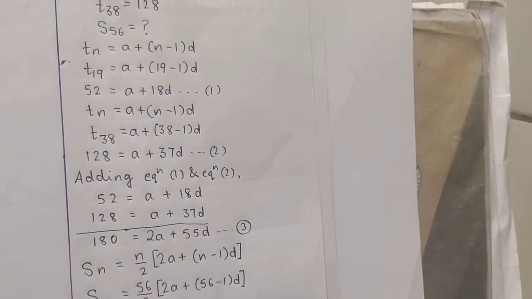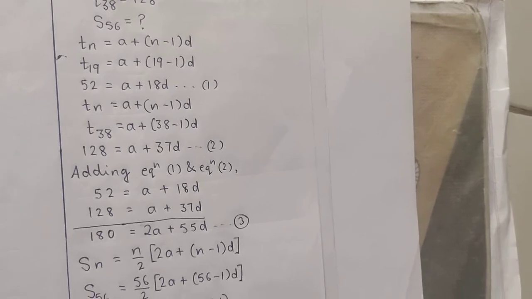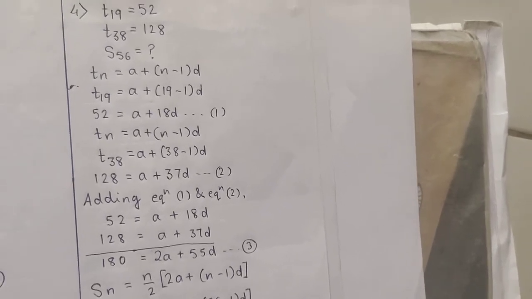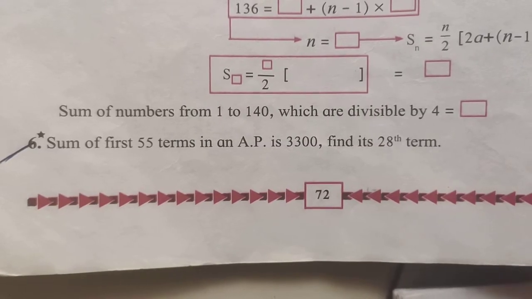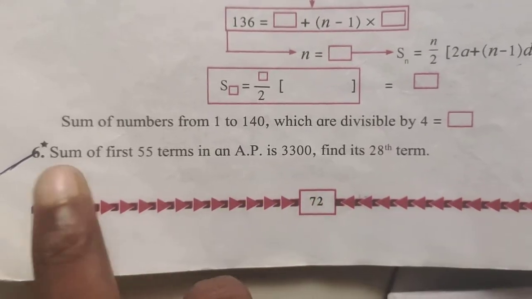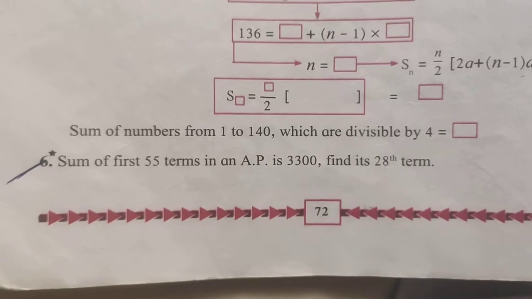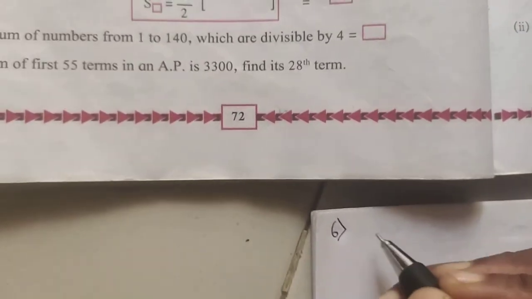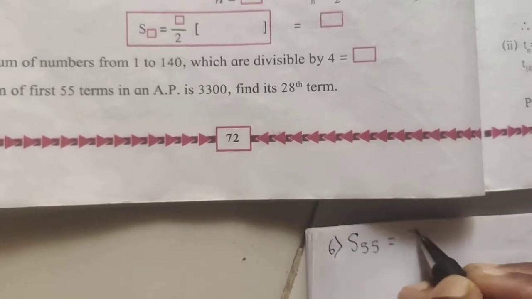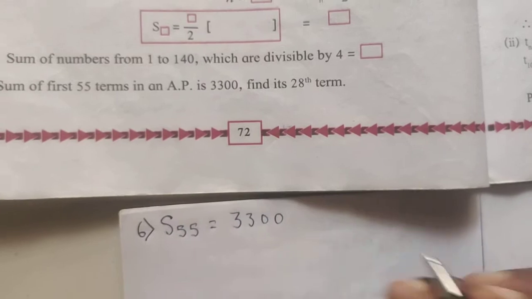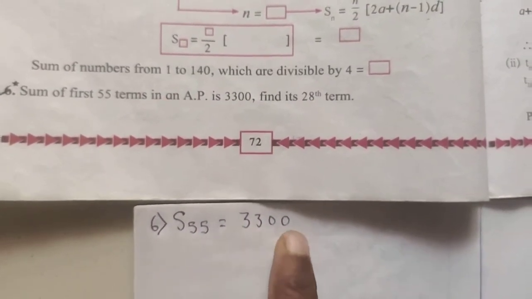Okay, now since we have completed the fifth one, let us see question number 6. The sixth one is very similar to the fourth one. Fourth and sixth are almost the same. Let us see. Your question number 6 is: sum of first 55 terms is 3300. We are given the sum of 55 terms, that is S55, and it is 3300.